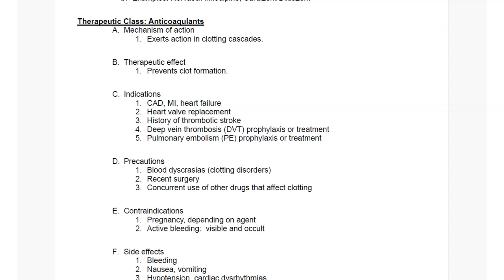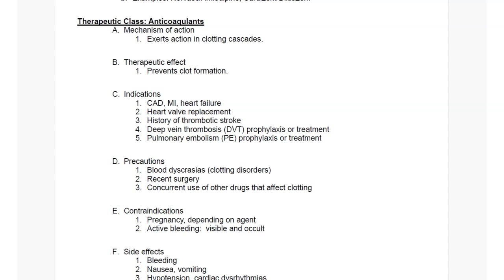So don't get me wrong, right? Anticoagulants do not break down existing clots. All right, and this works in the clotting cascade. So this does not have anything to do with the platelet. So just remember that, because occasionally it may get confusing for some of you.